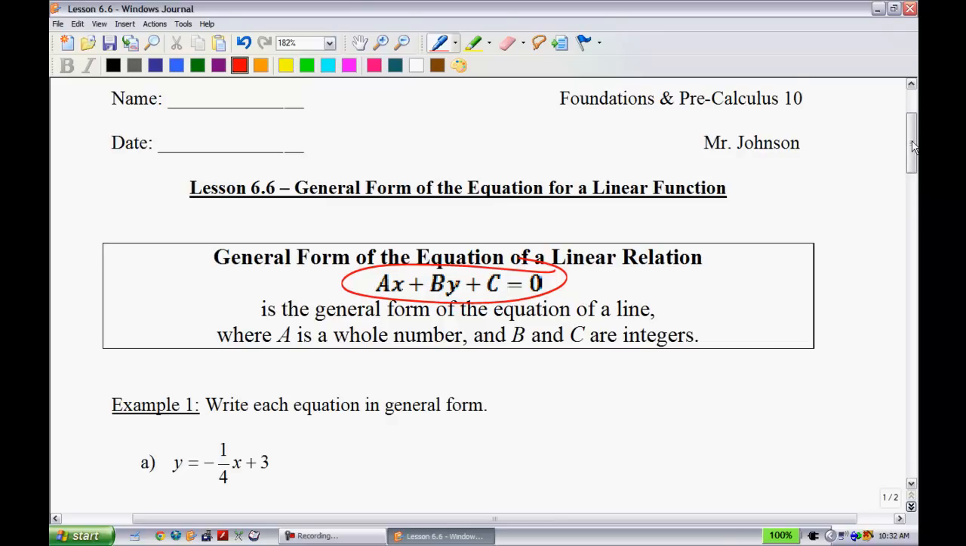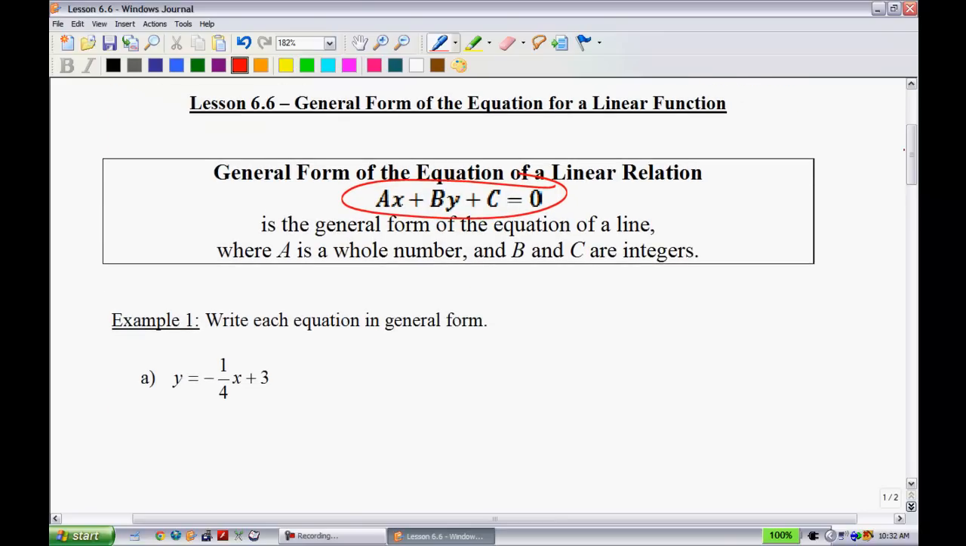So let's give these a try. These examples are relatively simple. You're just going to take one equation, so for instance this first one is in y equals mx plus b, and we're going to try to transfer it over to general form. Okay?